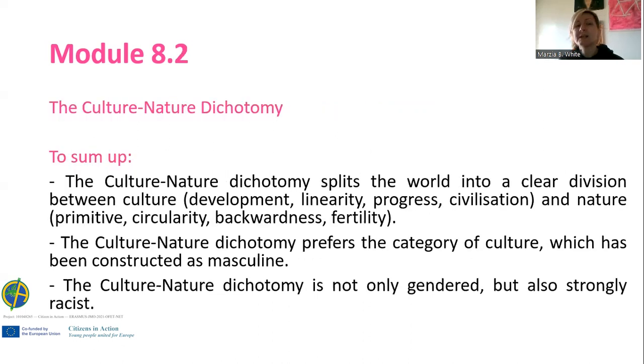To sum up, the culture-nature dichotomy splits the world into a clear division between culture and nature, where culture is represented by development, linearity, progress, civilization, and nature is something primitive, circularity, backwardness, fertility. That's why we can say that culture is the man and nature is the woman. The culture-nature dichotomy prefers the category of culture, which has been constructed as masculine. And the culture-nature dichotomy is not only gendered, but also strongly racist.